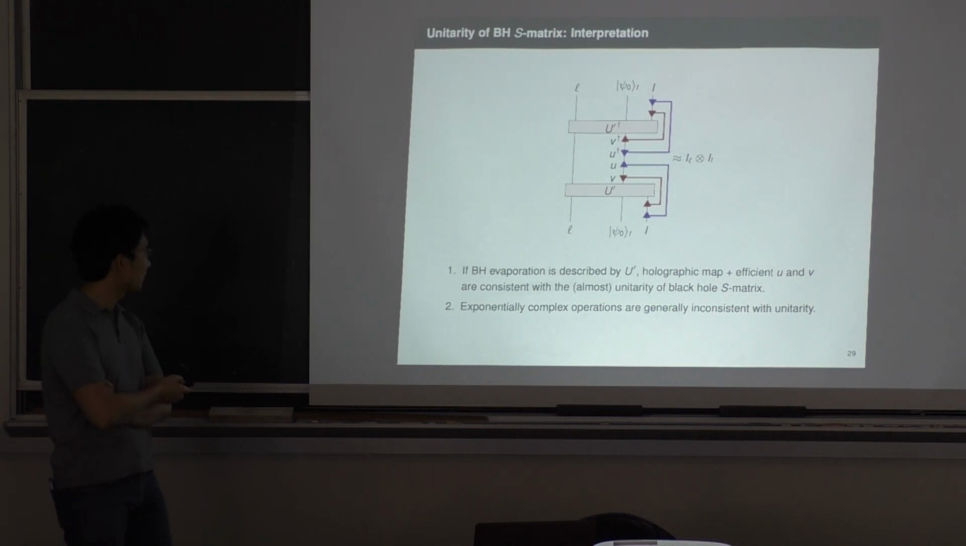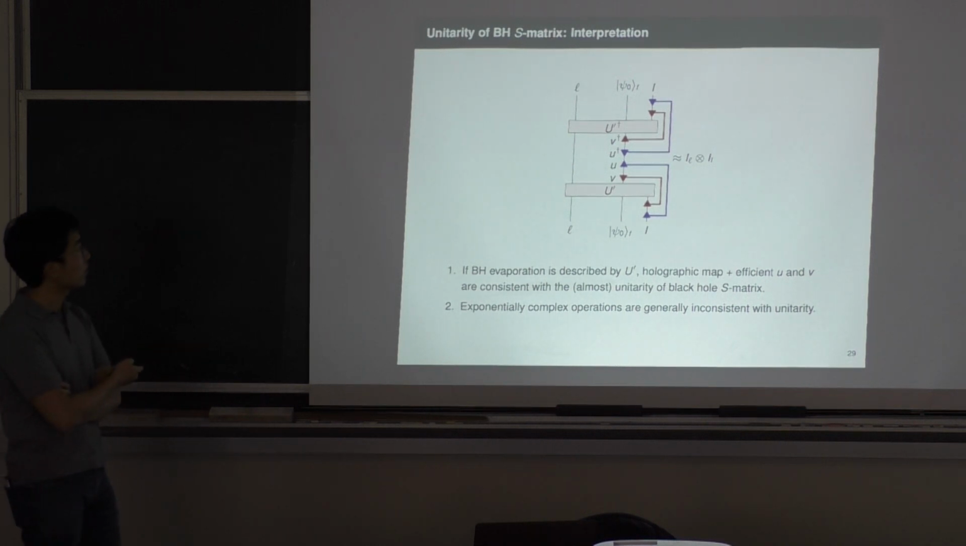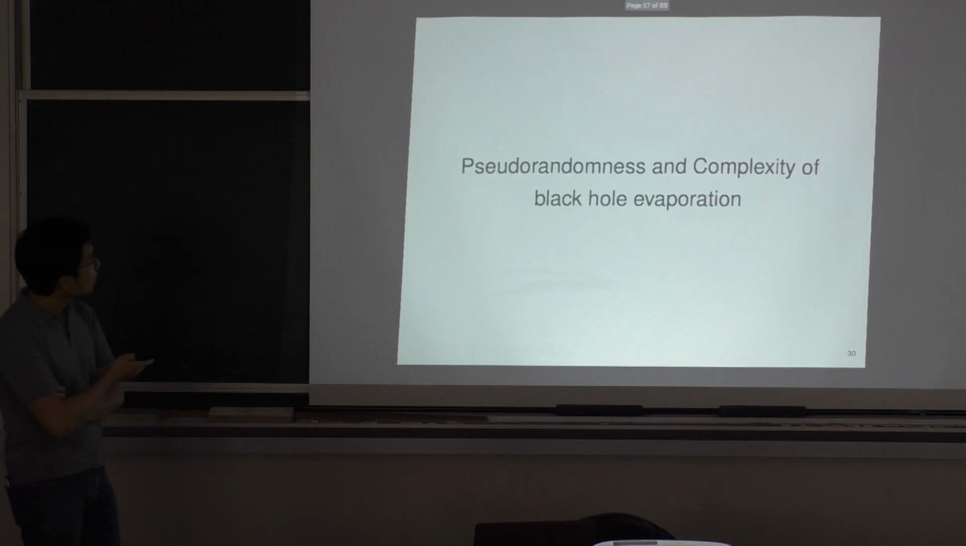So, right, that's the conclusion. At least, if you accept the pseudo-randomness condition of the U prime, then what you get is an approximate unitarity for the scattering matrix. Okay, and let me move on to this other topic.